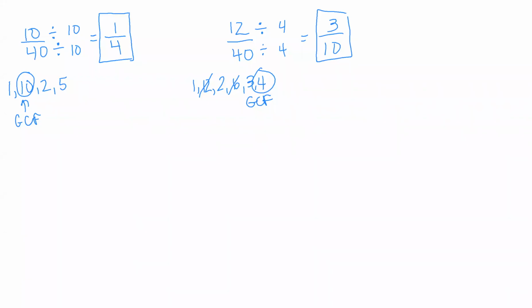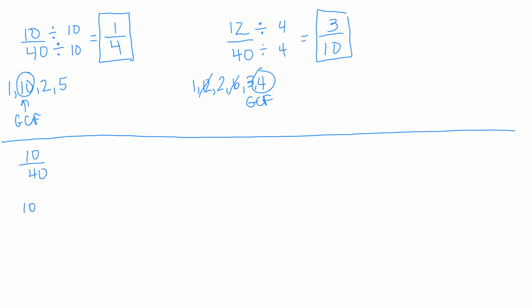All right, so let's do both of these same fractions, okay? So 10/40 and 12/40, but this time we're going to do the prime factorization method, okay? 10/40. So using the prime factorization method, we find the prime factorization of the numerator and the denominator. So factors of 10 would be 2 and 5. Both are prime. So that's the prime factorization.